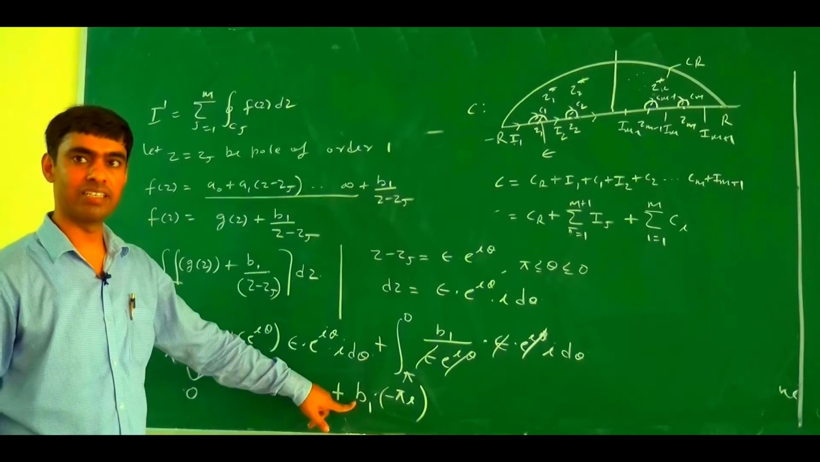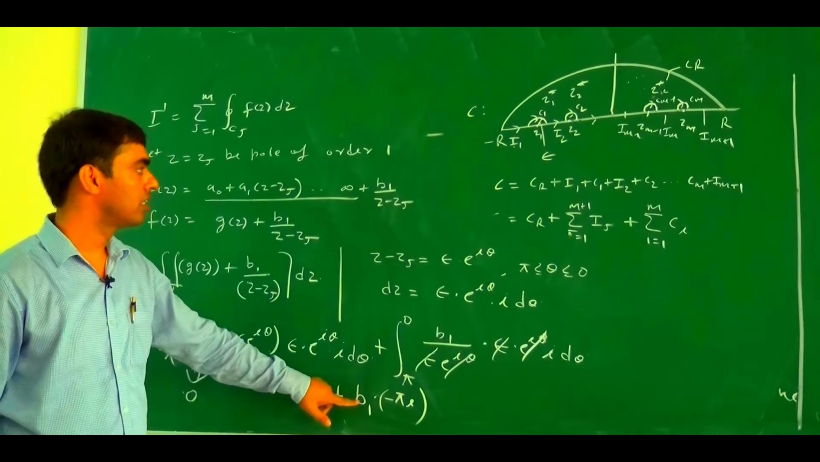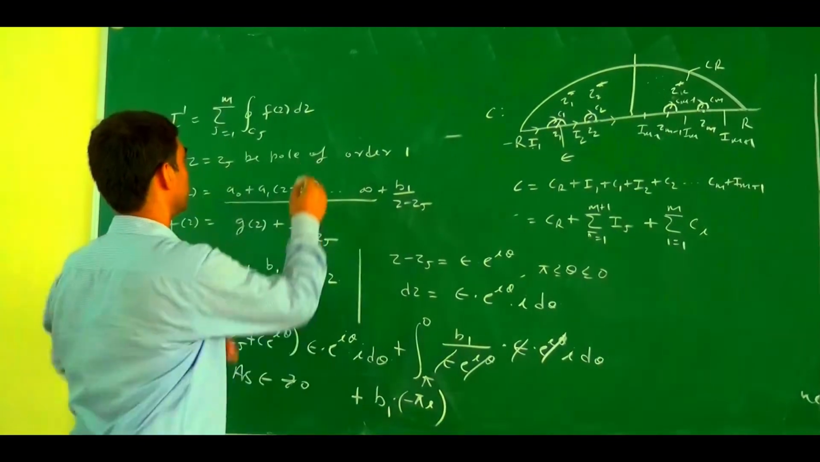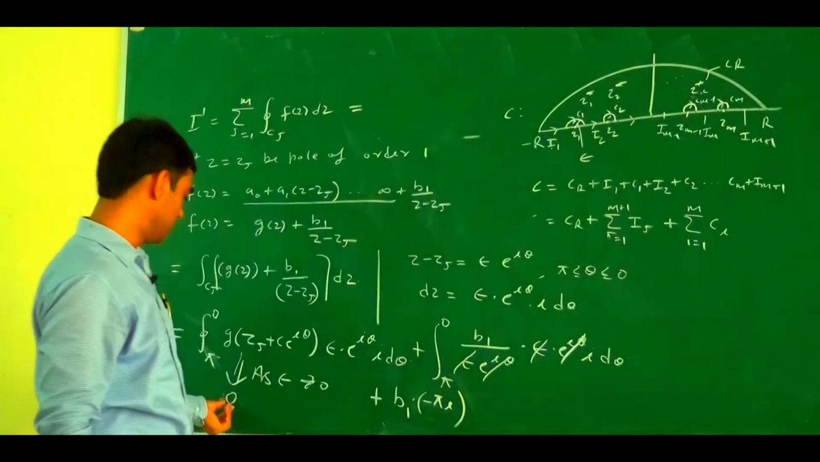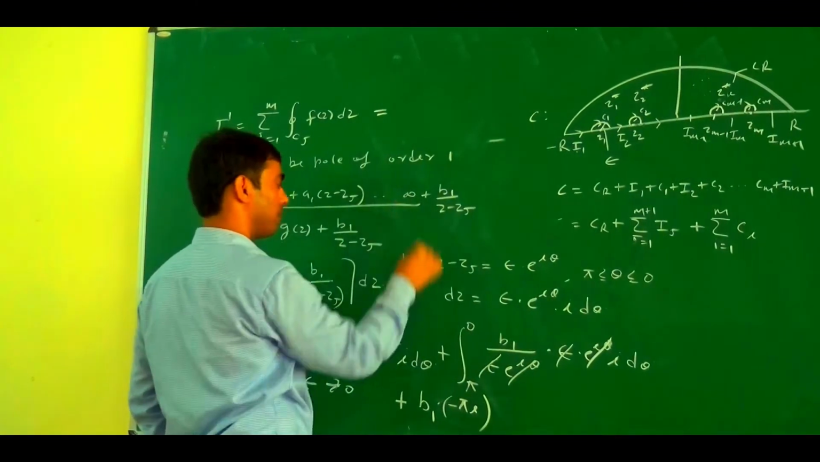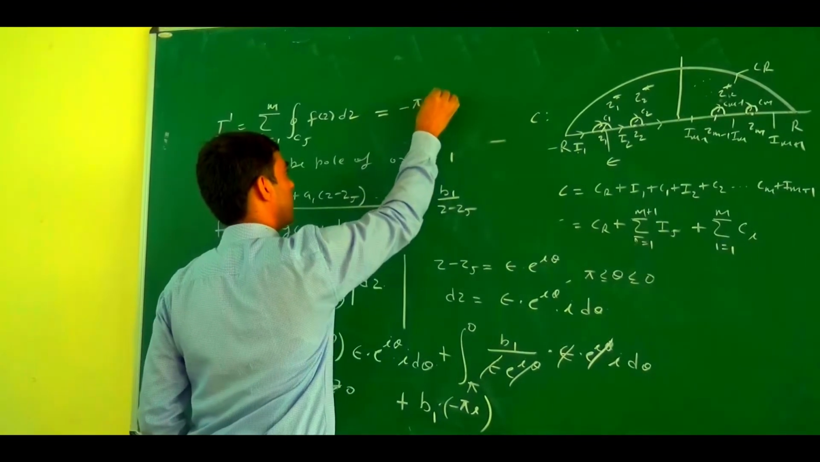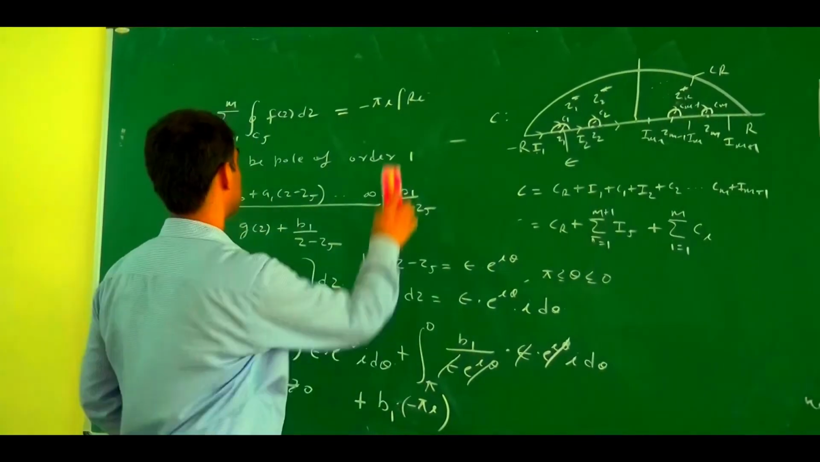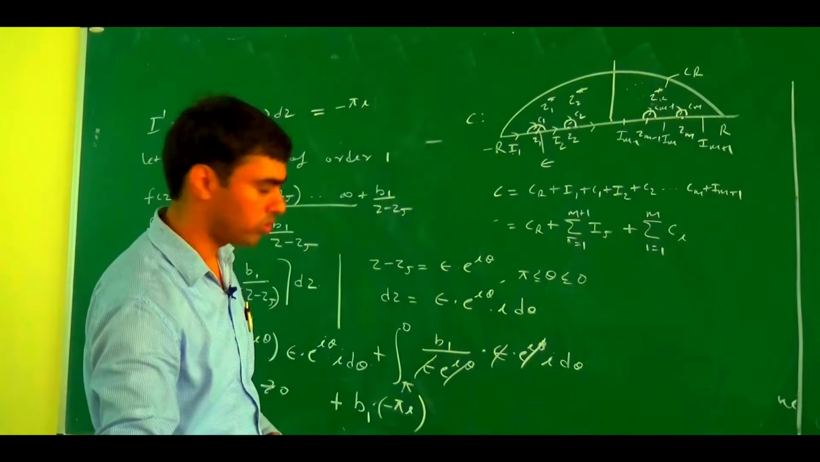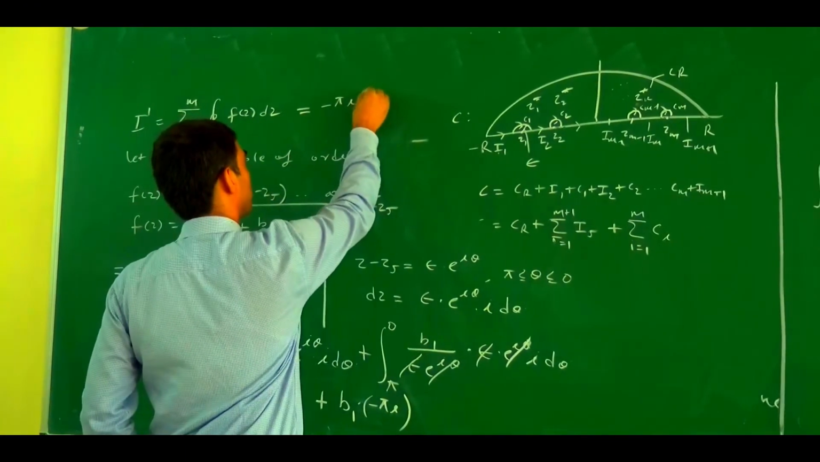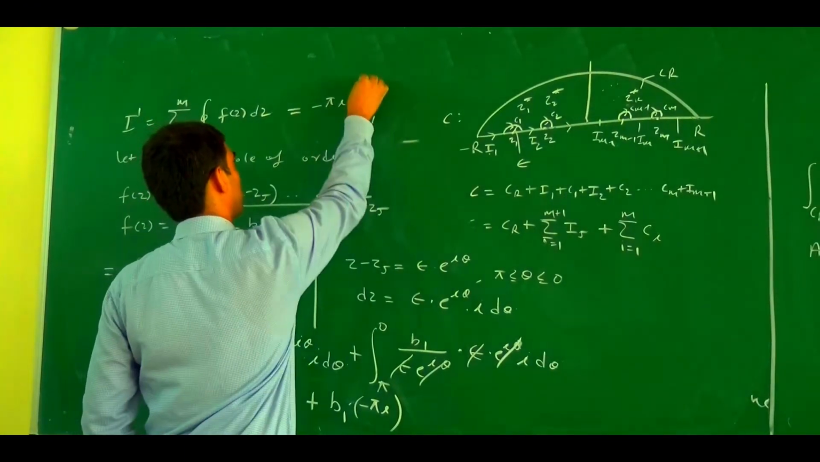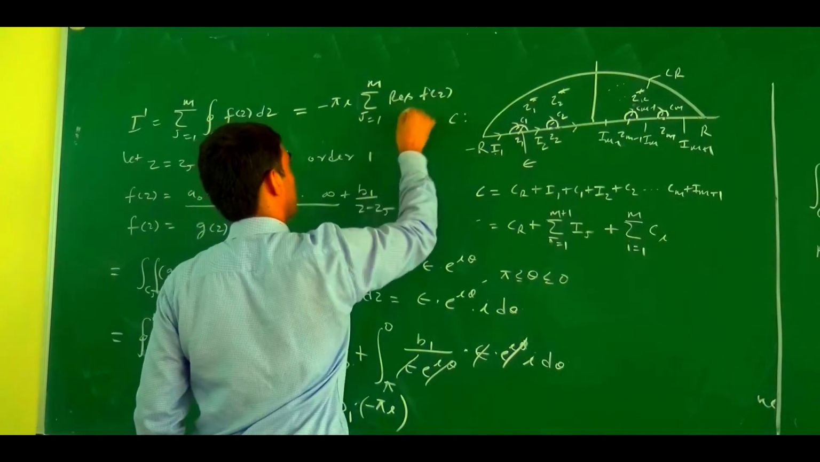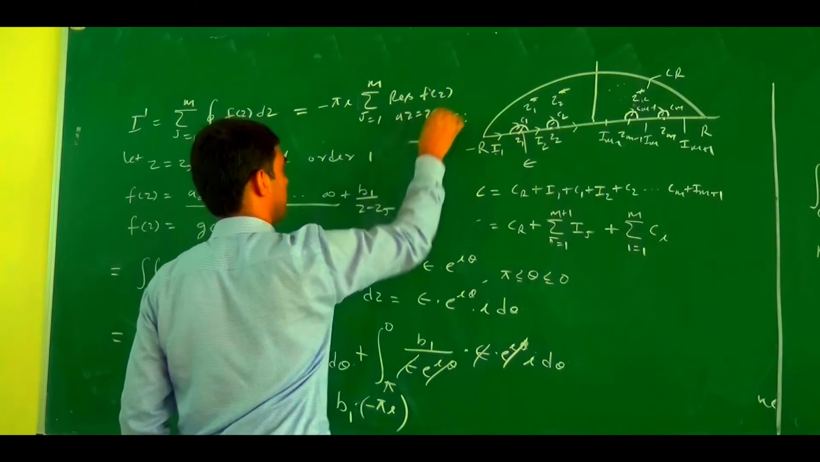And b1 is what? b1 is the residue at z equal zc. So what is the value of integration? This becomes 0. This becomes minus pi I times the residue; here we write summation notation also, pi I outside, summation j equal 1 to m residue of fz at z equal zj.